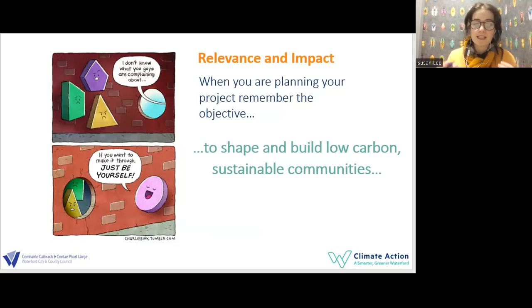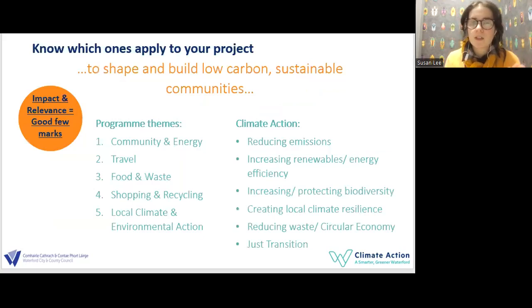On the application form, you've probably seen you are asked what your project is doing for climate change. So just always think, are my actions making my community less carbon intensive and more sustainable? Know which themes you're hitting. Is it theme 1, 2, 3, 4, 5? And also know what national climate action targets you're hitting. Ireland and Waterford have specific climate and energy targets for 2030 and 2050. This is going to be looking at energy efficiency, renewable energies, reducing transport emissions, making an area more climate resilient, increasing biodiversity, creating carbon sinks, reducing waste, that's all circular economy, and also the just transition. So know where your project idea is going.